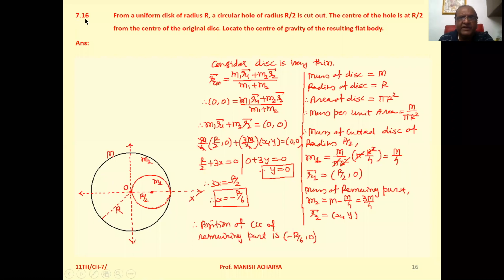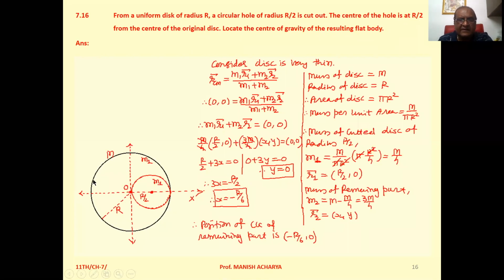Now 7.16. From a uniform disk of radius capital R, a circular hole of radius R by 2 is cut out. The center of the hole is at R by 2 from the center of the original disk. Locate the center of gravity of the resulting flat body.